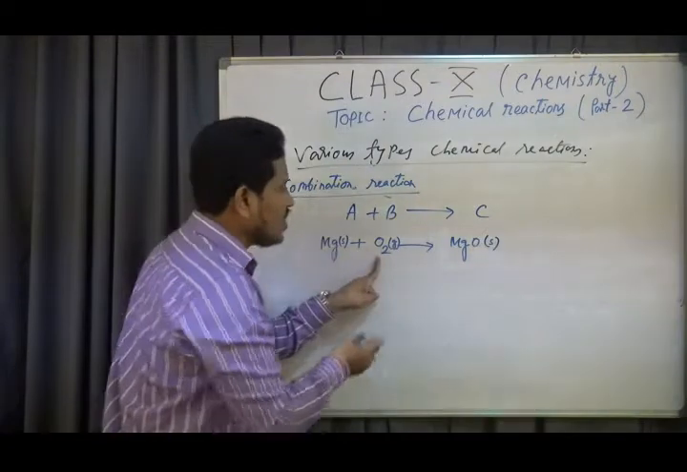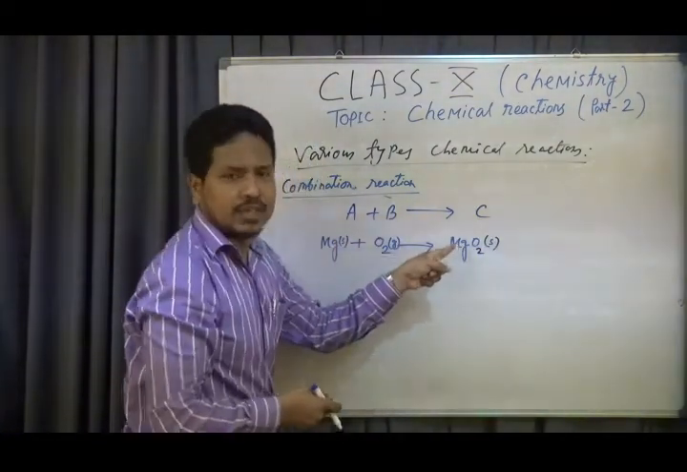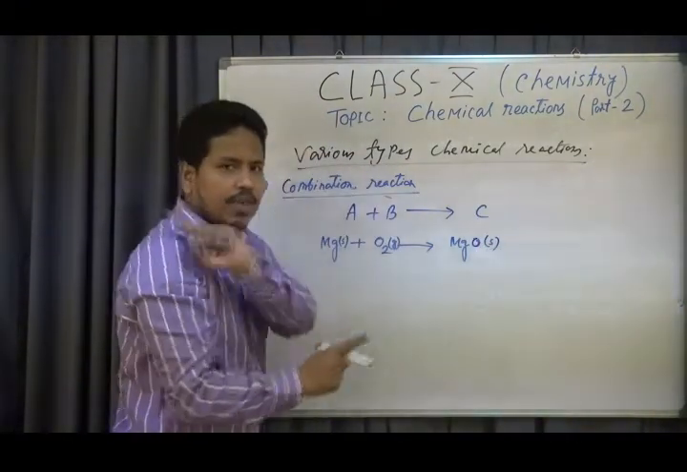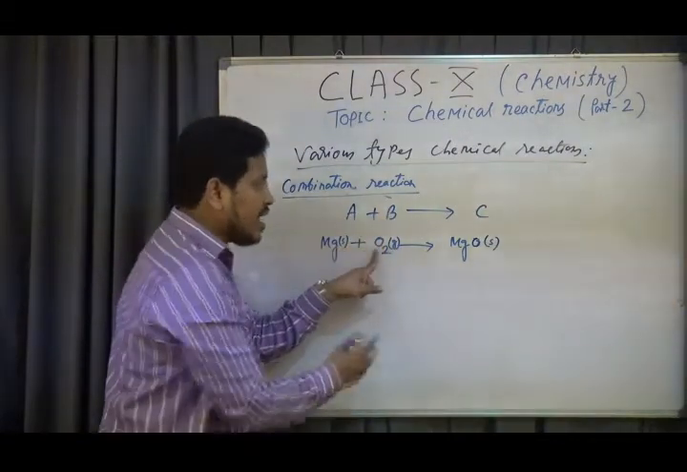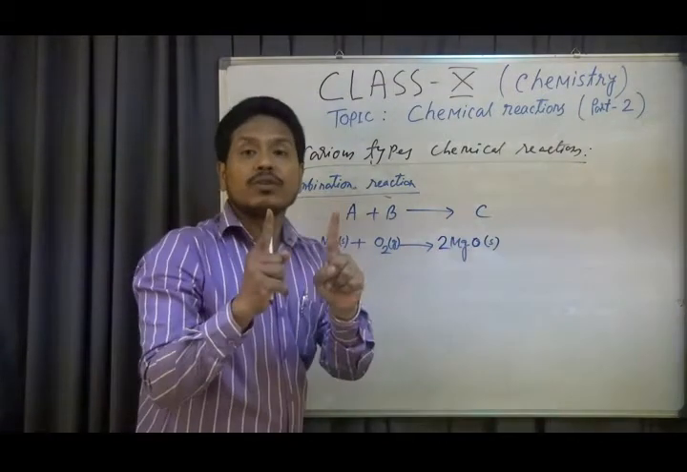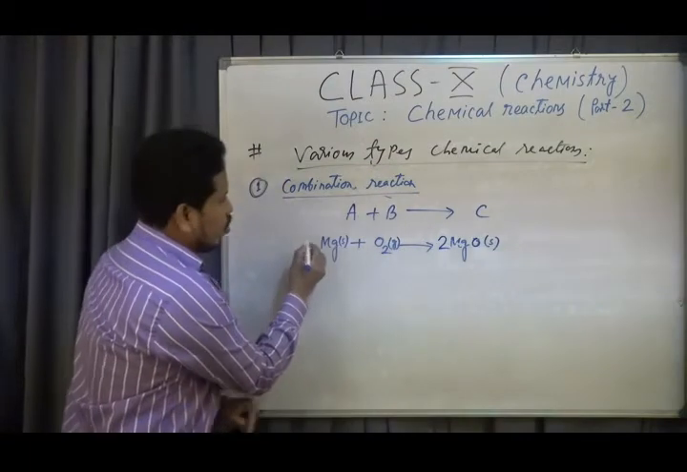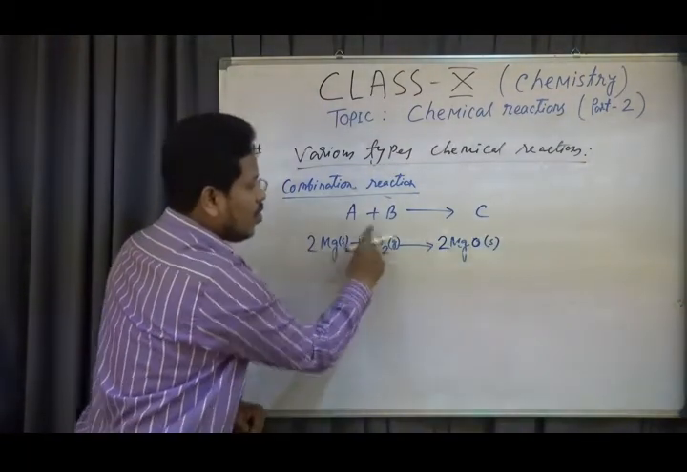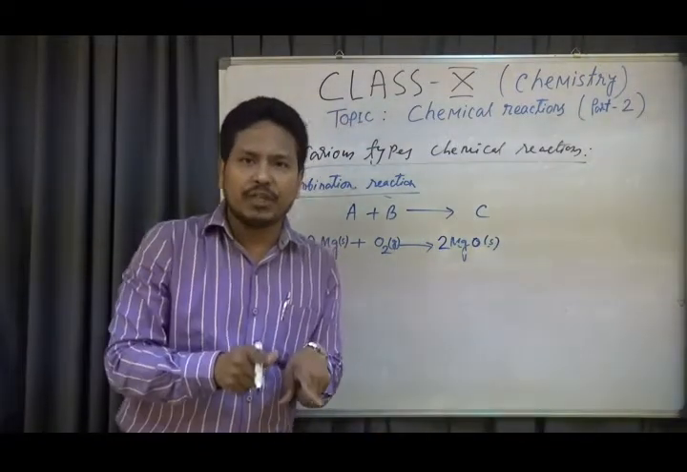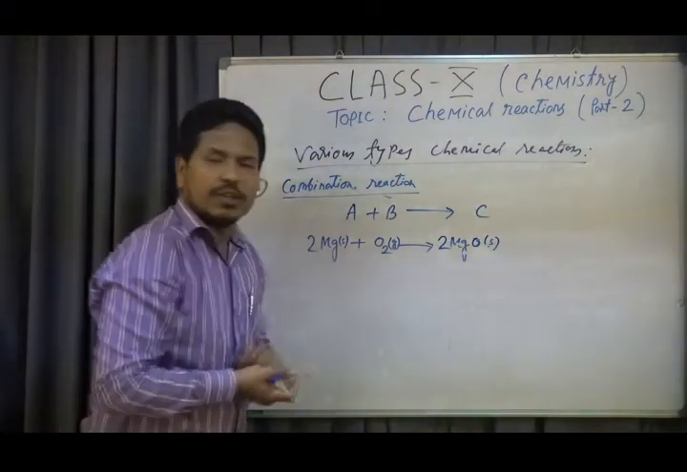So for the 2 oxygen atoms, you can't put 2 here because then the formula will be changed. That is not magnesium oxide. For magnesium oxide, the formula is MgO. This formula is fixed. You can't change the formula. To balance the oxygen atoms, you can put coefficient 2. 2 MgO means 2 molecules of MgO, which means 2 magnesium, 2 oxygen. Now it is balanced. So the formula cannot be changed. You can put a coefficient to balance the equation. Okay, my dear students? So this is the correct chemical equation.